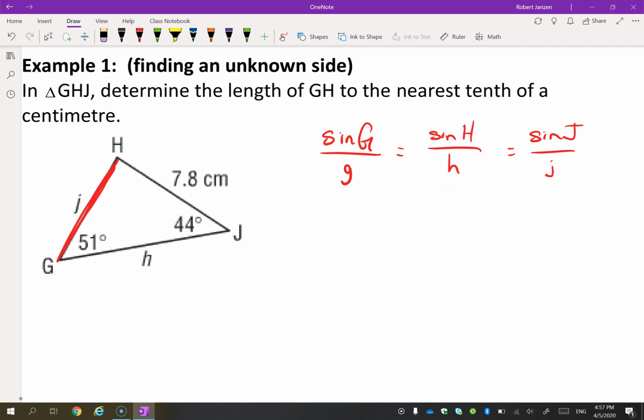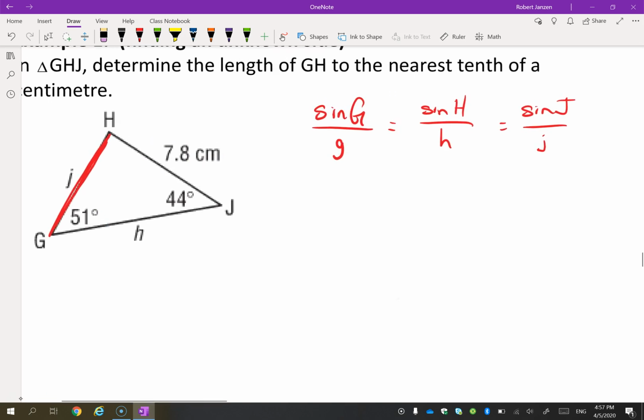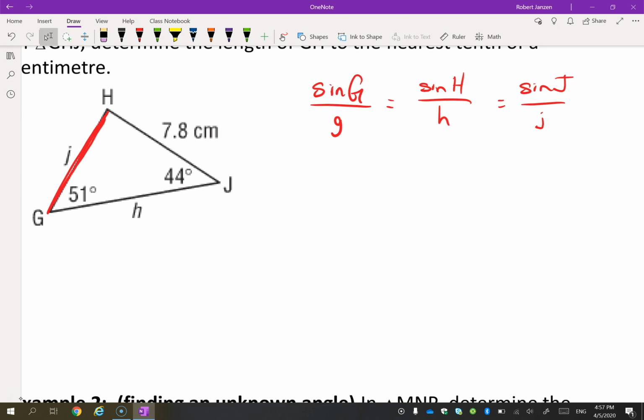If we look at G, here's angle G. What side is across from it? Side G. So that's how we've set it up. Now let's fill in what we know. We know that angle G is 51 degrees, and we know side G is 7.8. You do not know angle H, and you do not know side H. You know angle J, and you don't know side J.